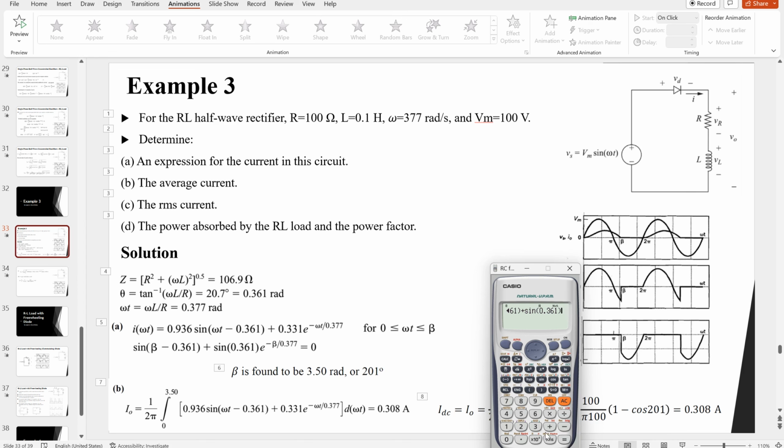alphabet, and here you can see the exponential, like this, then to the power negative beta, or beta, 0.377, so to the power negative beta, which is x, alphabet x, and divided by 0.377. So now we wrote the left side, right? So we would like to say equal to 0.